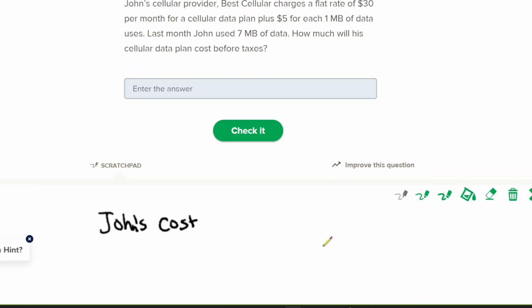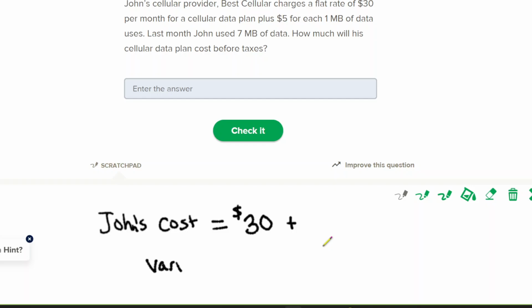Well, John's cost, I'll say it's equal to, set up a little equation. I read that the cellular company, Best Cellular, charges $30 automatically. But then on top of that, it says the word plus, and then $5 for each megabyte of data used. So that could be a variable, because that can change from month to month.